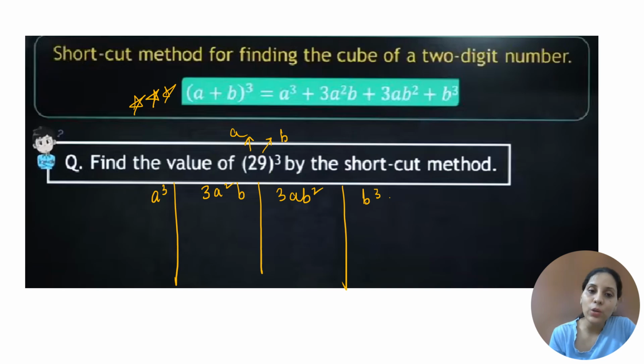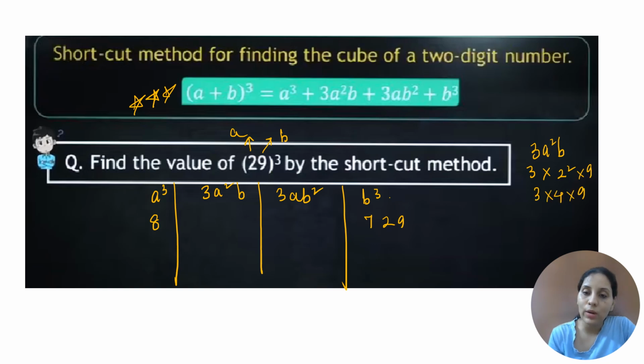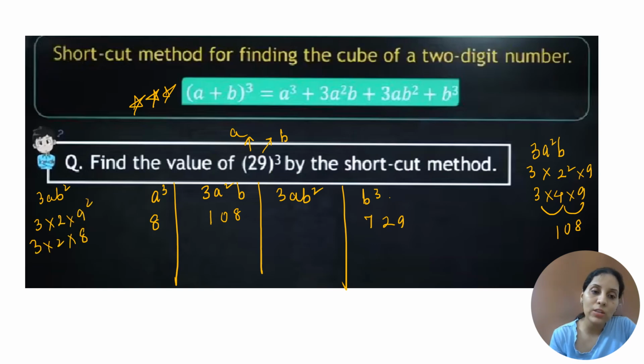Now A cube, that means 2 cube is 8. B cube, 9 cube is 729. Now 3A square B: 3 into A square, that means 2 square, into B, which is 9. 3 into 4 into 9, 3 into 4 is 12, 12 into 9 is 108. Now 3AB square is 3 into A into 9 square, which is 3 into 2 into 9 square, which is 81. So 3 into 2, 6 into 81 is 486.